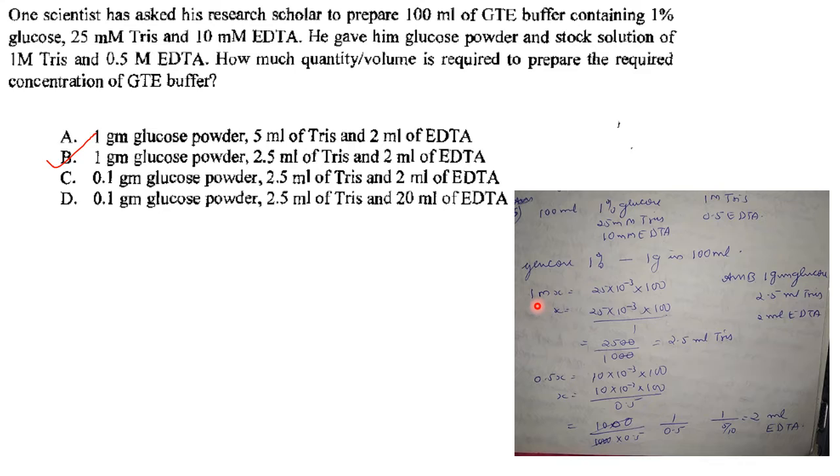Then for the others, that is tris and EDTA, the formula is M1V1 is equal to M2V2. So M1 here is how much we have. That is the stock solution. So it's 1 molar, and out of that how much volume we have to take to get 25 millimolar tris or 25 into 10 raised to minus 3 molar tris for 100 ml. So we will get it as 2.5 ml tris. Similarly for EDTA you will get 2 ml of EDTA. So the answer here is option B, that is 1 gram glucose powder, 2.5 ml of tris and 2 ml of EDTA. Answer is option B.